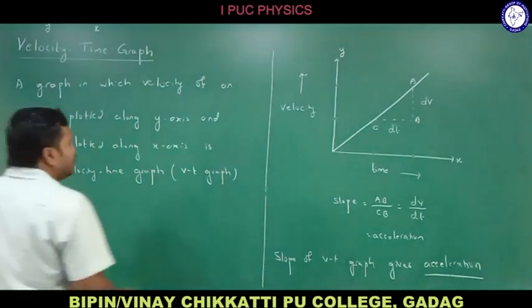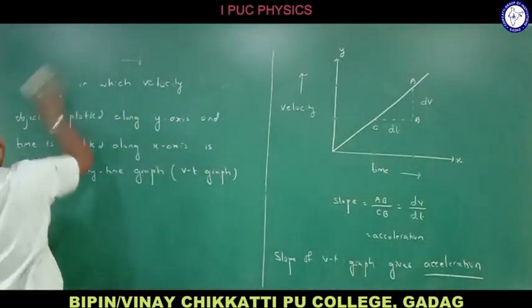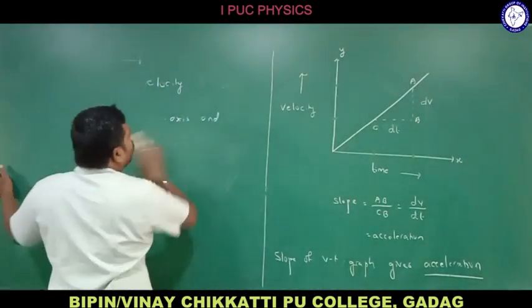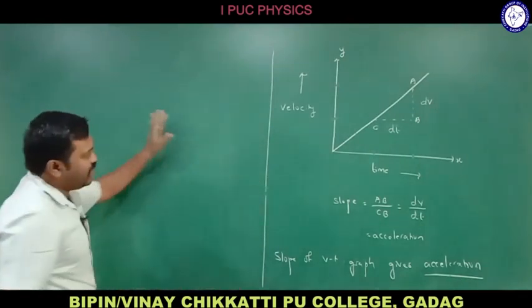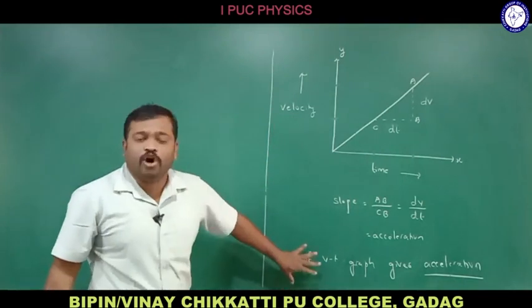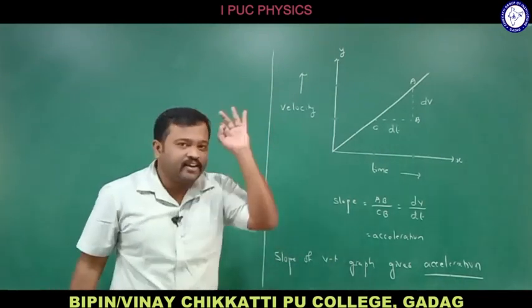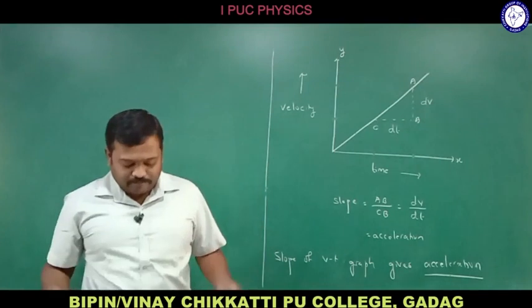Now let us take some more VT graphs and analyze them. One of the significances of the VT graph is that the slope of a VT graph gives acceleration. Now let us take some examples.